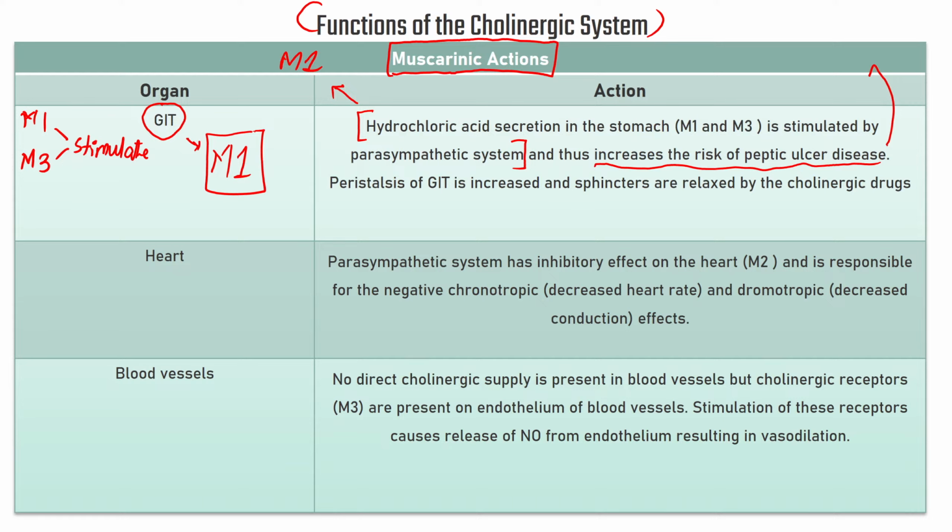Remember the selective antagonists we gave, pirenzepine and telenzepine. Both will be used for peptic ulcer disease. Now peristalsis of the GIT will also be increased because of M3 action. We learned M1, M3 both stimulate, so peristalsis will be increased and sphincters will be relaxed.